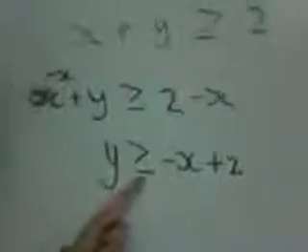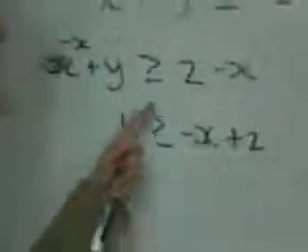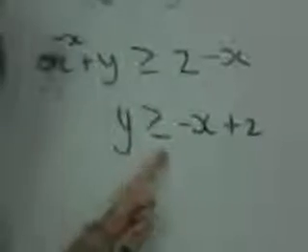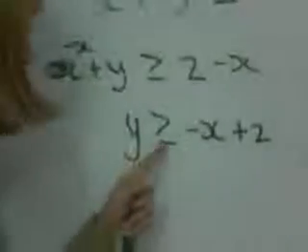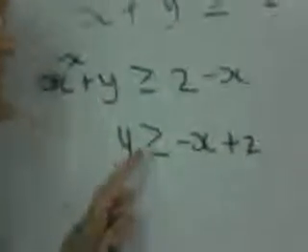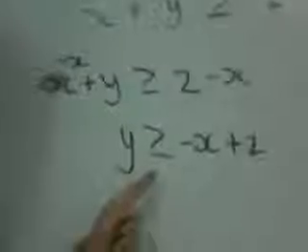Okay, and now before I draw the line, I'm going to look at the sign. This sign says greater than or equal to, which means that the line is part of the solution. If there is an equal sign here, it means the line is indeed part of the solution. So when I draw the line, it's going to be a solid line. Here is my solid line.